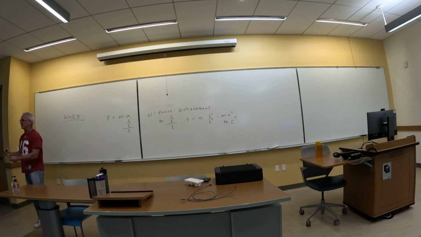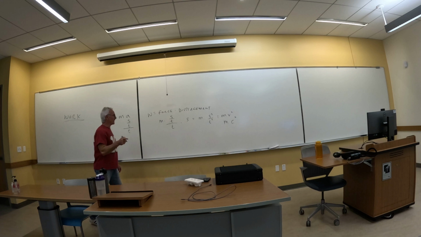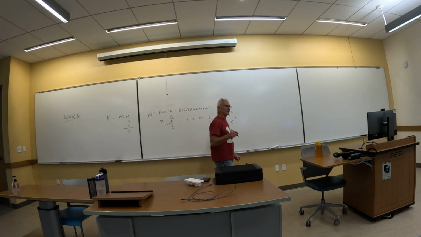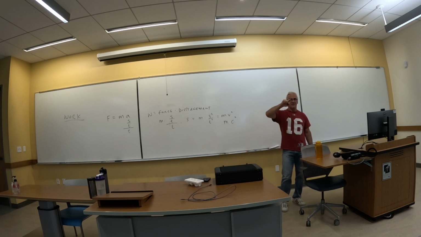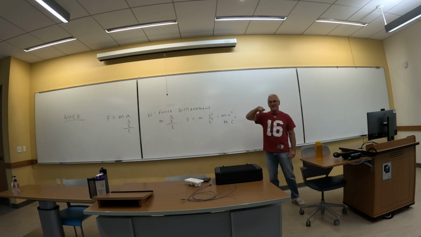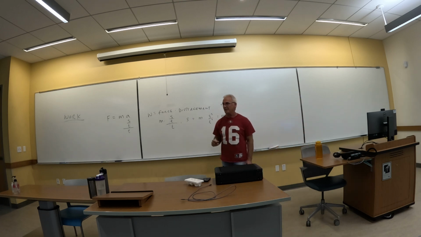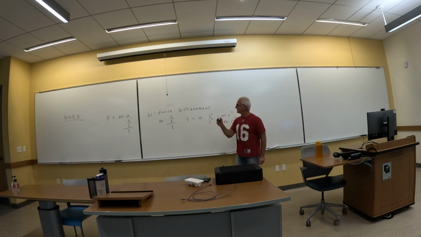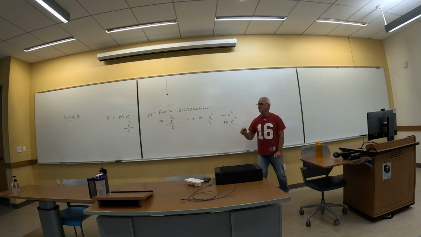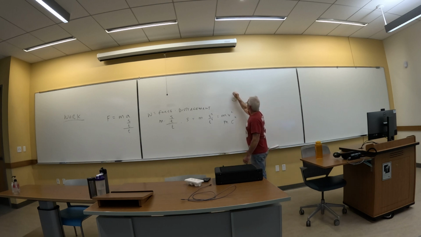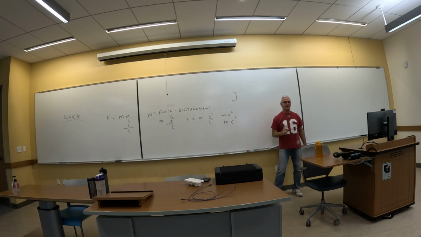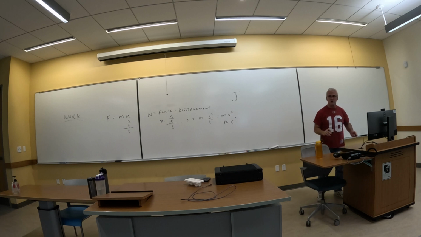We don't squish those together into one word. But in metric, if my force is measured in newtons, which is 1 newton is 1 kilogram accelerated at 1 meter per second squared, if my force is in newtons and my displacement is in meters, then what is the unit when I multiply those together? Does anybody know? It starts with a big J. Joules. Joules. That's a good one to know.